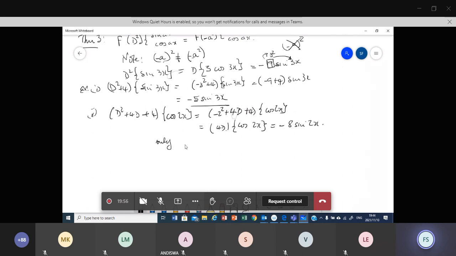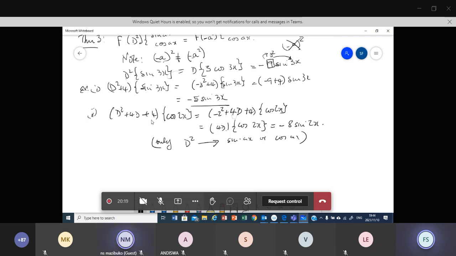Only d squared. Then you must have sine ax or cos ax on that only. Not on d. Perhaps it can be a power of d squared, an even power of d squared. But it starts with d squared. What about this one?